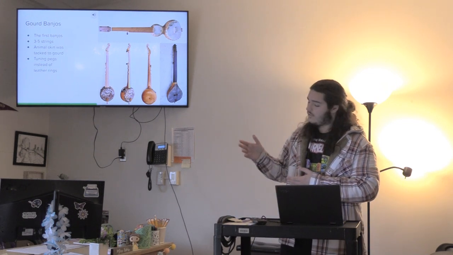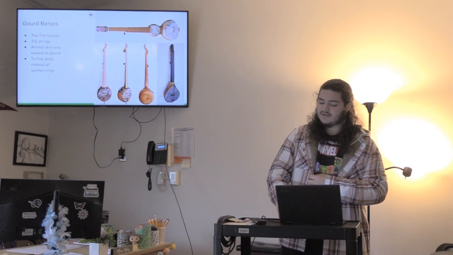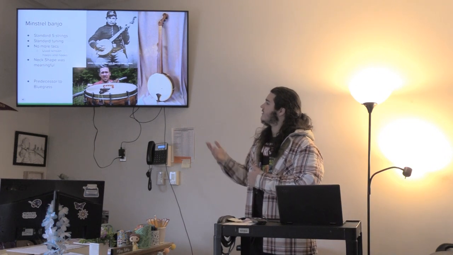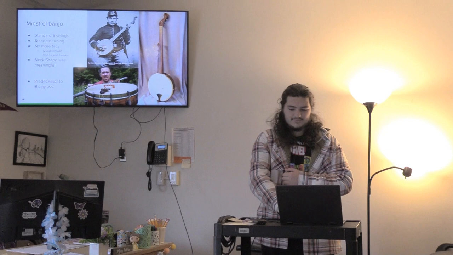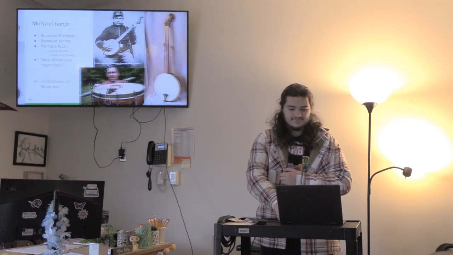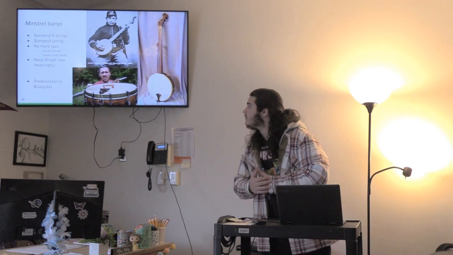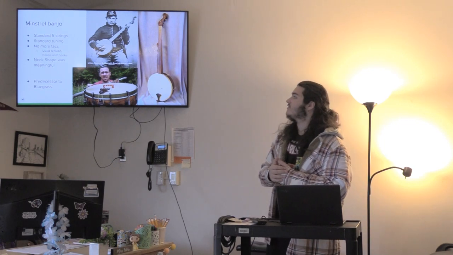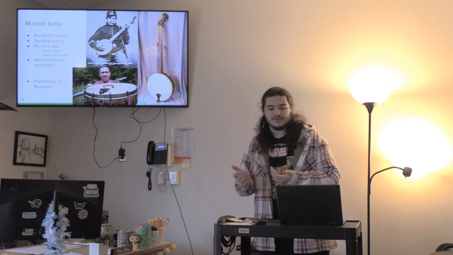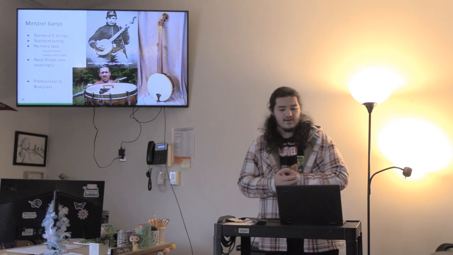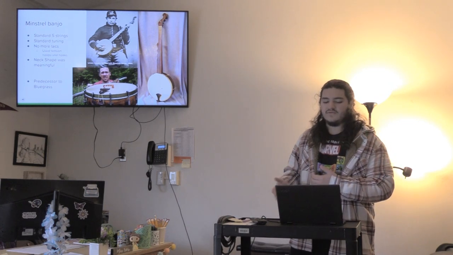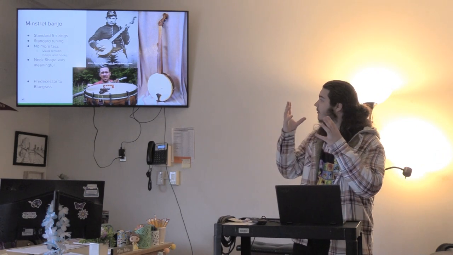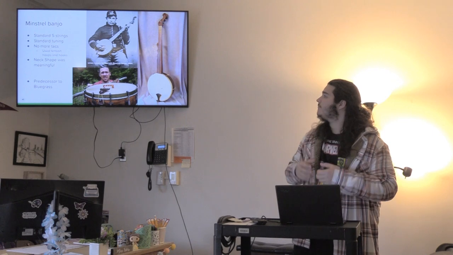After the gourd banjo, the next type of banjo to be created was the minstrel banjo. Hold on, I had music for this. Okay, so this is the first banjo to have a standard tuning. It's also the first banjo to have a standard amount of strings, which is 5, the same we use today. It no longer used tacks, and it used tension hoops and hooks to keep the skin taut.